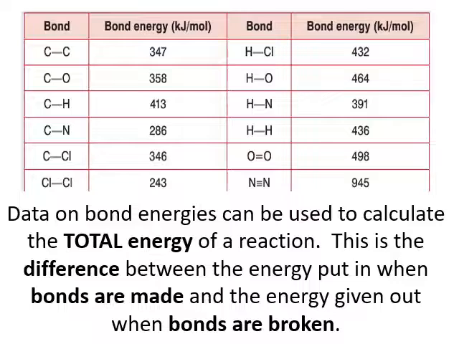So in this example we're looking at a hydrogen-hydrogen single bond, and that has a bond energy of 436 kilojoules per mole. So if you're making that bond, remember making is exothermic, that means 436 kilojoules per mole of energy is released. And if you're breaking that bond, so an endothermic reaction, 436 kilojoules per mole of energy gets absorbed. So here's an example of a data table that you might get given with bond energies, and you can use those to calculate the total energy of a reaction. And that would be the energy in or the energy out. And that would be the difference between the energy that you need to put in to break the bonds and the energy that gets given out when bonds are made.